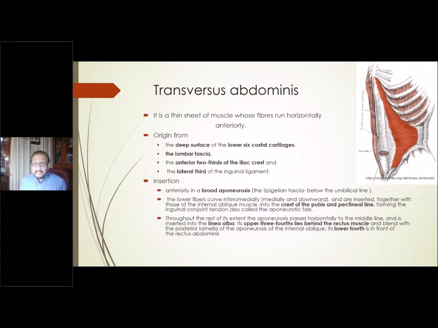For the rest of the extent, the aponeurosis passes horizontally to the midline, as said earlier. Below the arcuate line and above the arcuate line it is slightly different, because below the arcuate line it goes anteriorly, forming totally the anterior sheath, and above the arcuate line it takes part in forming the posterior sheath of the rectus abdominis muscle, right?